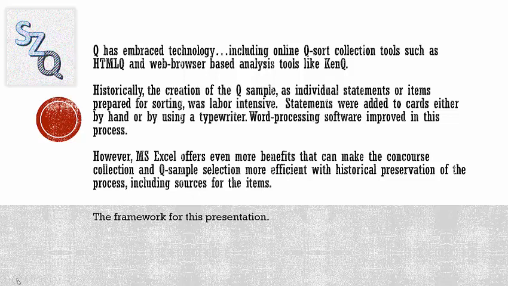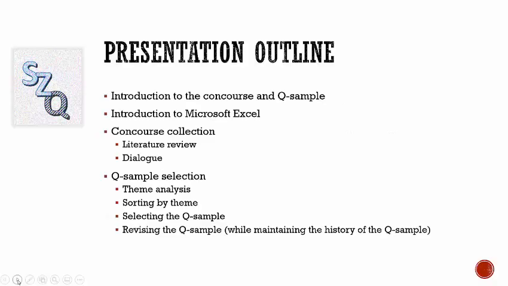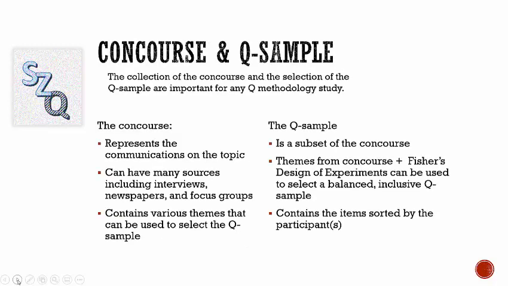Word processing software certainly improved this process, but Microsoft Excel offers even more benefits that can make the concourse collection and Q sample selection more efficient, with historical preservation of the process, including the sources for the original concourse items, and this is basically the framework for this presentation. This is just a general outline of the various things that I'm going to cover in this talk.